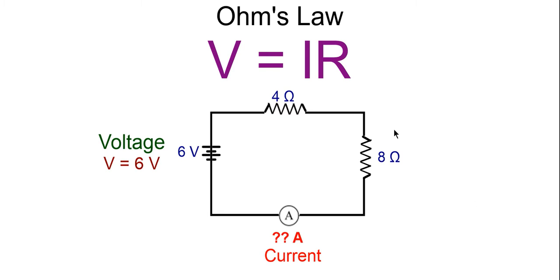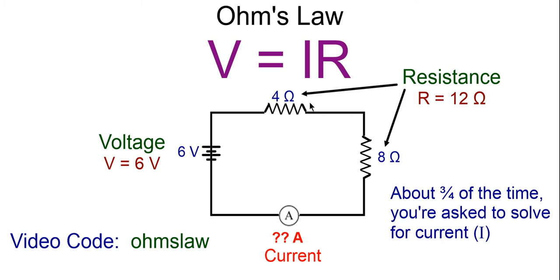So Ohm's law is easy. Here it is, V equals IR. Voltage here is 6 volts. We have 2 resistors, so resistance is 12 ohms.